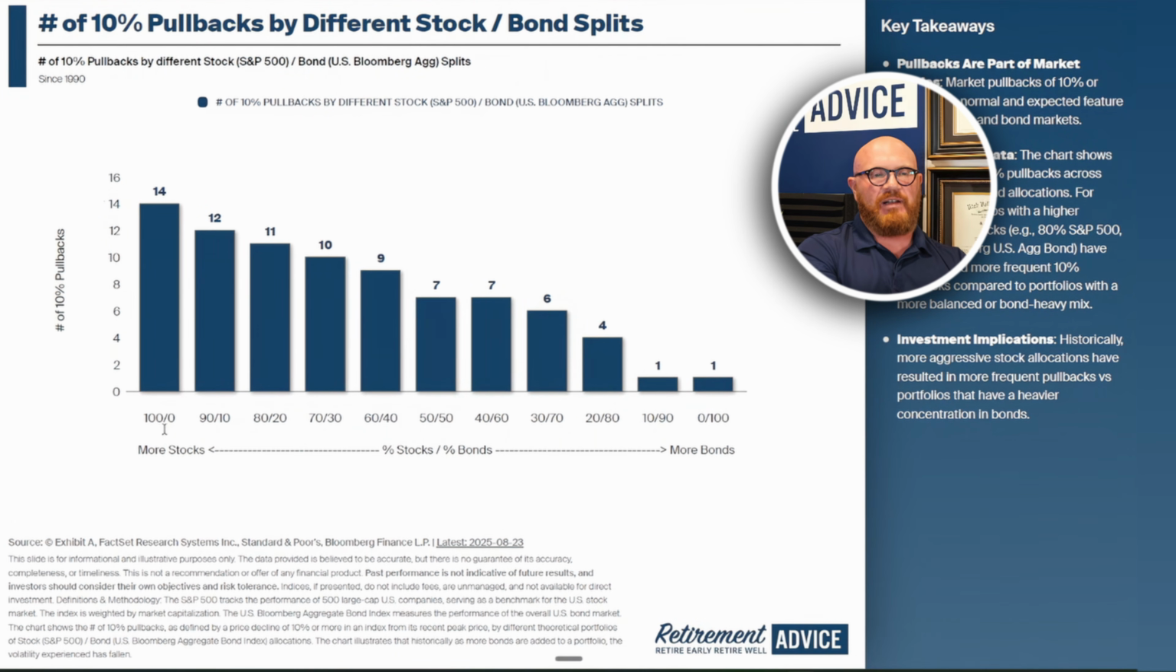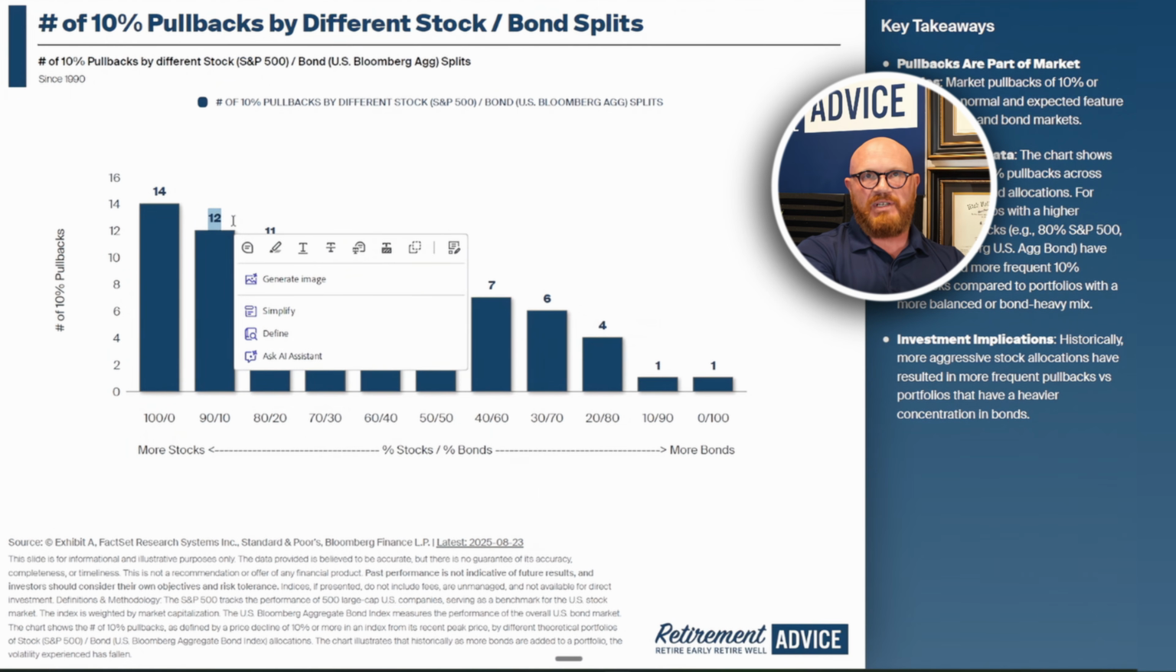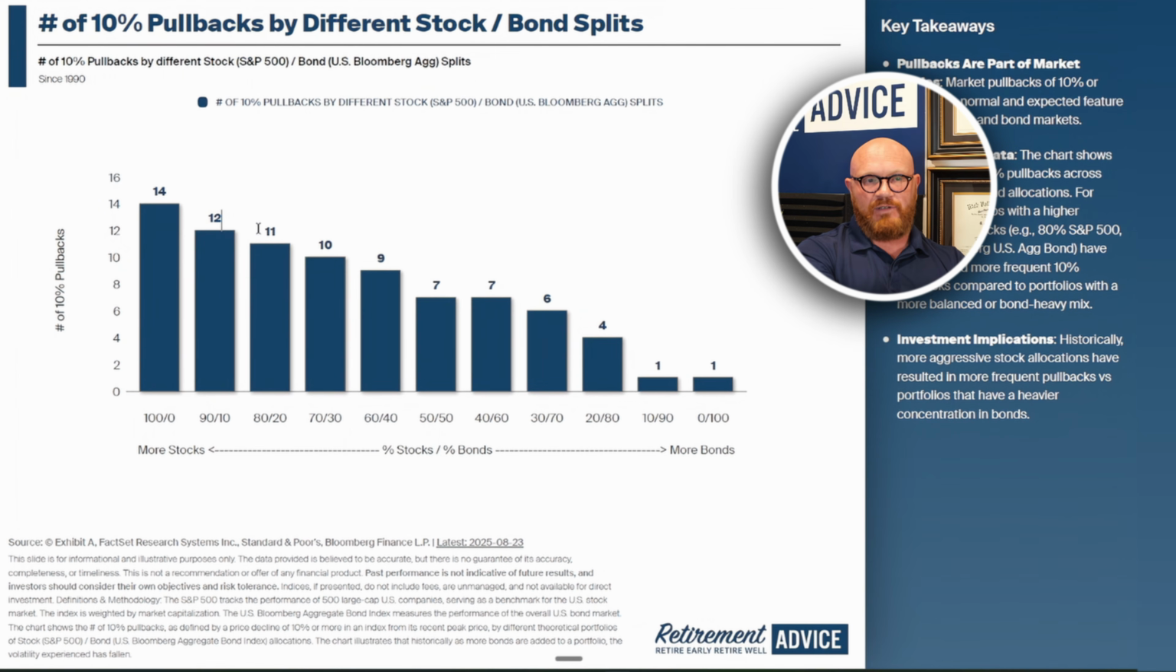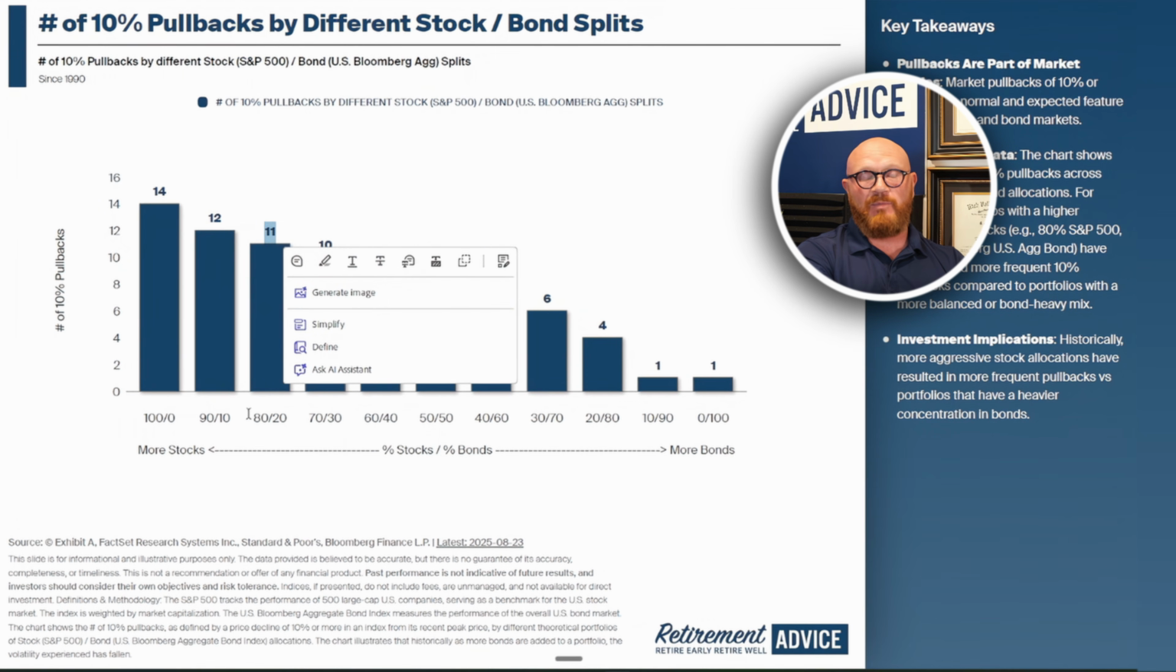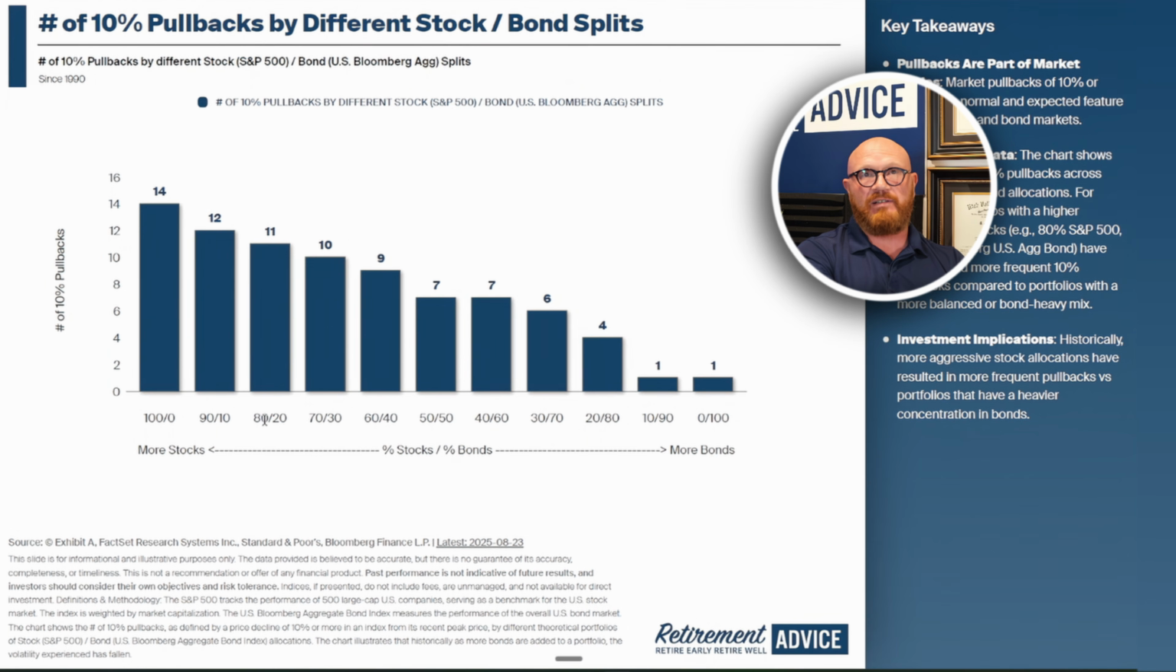So if you had been invested in 100% stocks, there would have been 14 times that your portfolio would have dropped by more than 10%. Now, as you add in some bonds, go from 100% to 90% stocks and 10% bonds, those 10% drops, you would have only had 12. Add a little bit less stocks, a little bit more bonds, 20%. Now you would have just had 11 times that you would have had a drop of more than 10%. As you go along, you can see that as you add bonds to the portfolio, you're reducing pretty significantly the amount of significant negative drops in your portfolio.